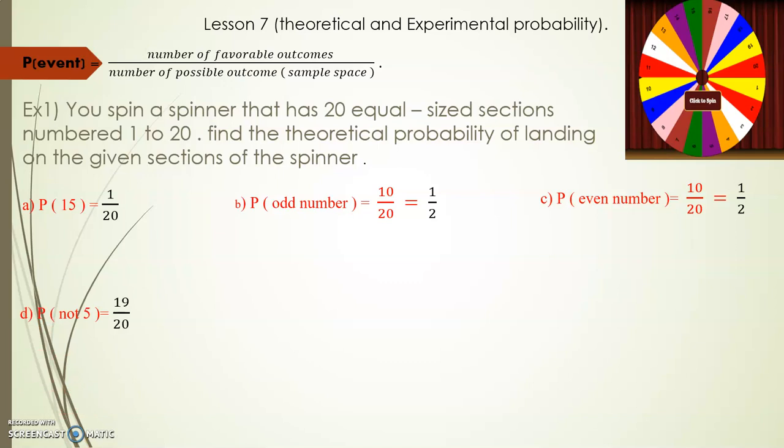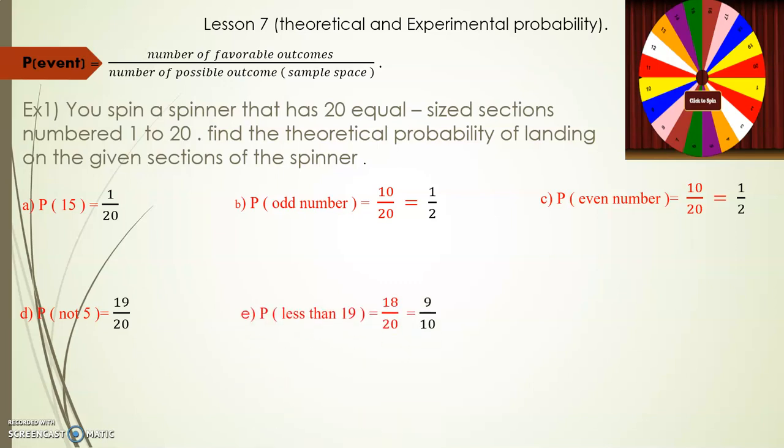probability of not 5. What is the meaning of not 5? So it may be 1, 2, 3, 4, but you must skip 5, then 6, 7, up to 20. When you count numbers except 5, you will find it 19. So 19 divided by 20, it's the first way. Or we can use another way. It will be 1, the total, minus probability of 5. Probability of 5 equals 1 out of 20. So 1 minus 1 out of 20 will be 19 out of 20.